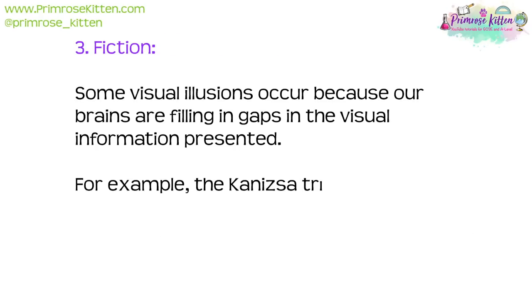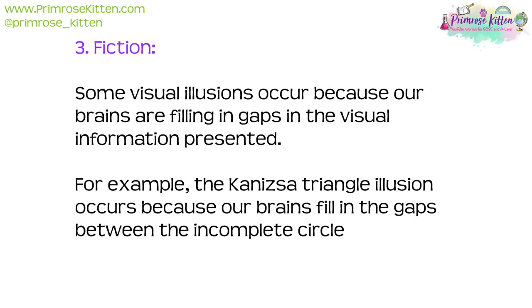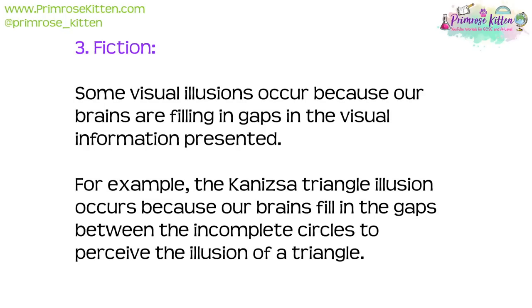Fiction. Some visual illusions occur because our brains are filling in gaps in the visual information presented. For example, the Kanizsa triangle illusion occurs because our brains fill in the gaps between the incomplete circles to perceive the illusion of a triangle.